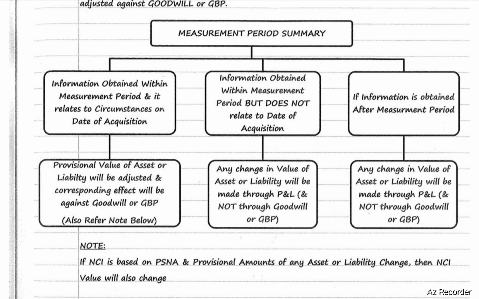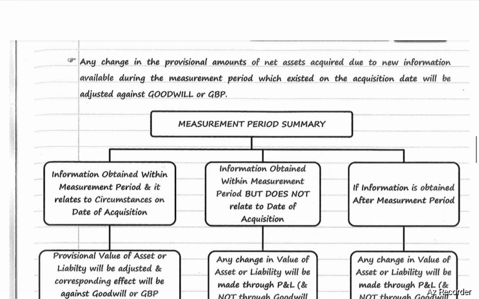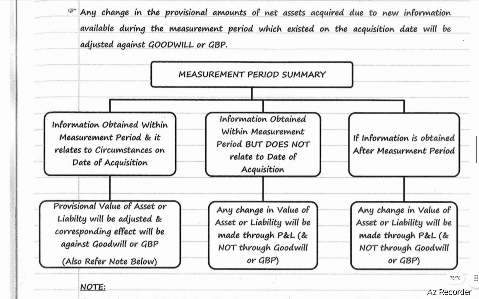Next, if information is obtained within measurement period but does not relate to date of acquisition, then any change in value of asset or liability will be made through P&L account. Here, adjustment will not be there against goodwill or gain on bargain purchase. Adjustment will be made through P&L account only. If information is obtained after measurement period, any change in value of asset or liability will be made through P&L account. Here also, adjustment will not be made through goodwill or gain on bargain purchase. Adjustment will be made through P&L account only.